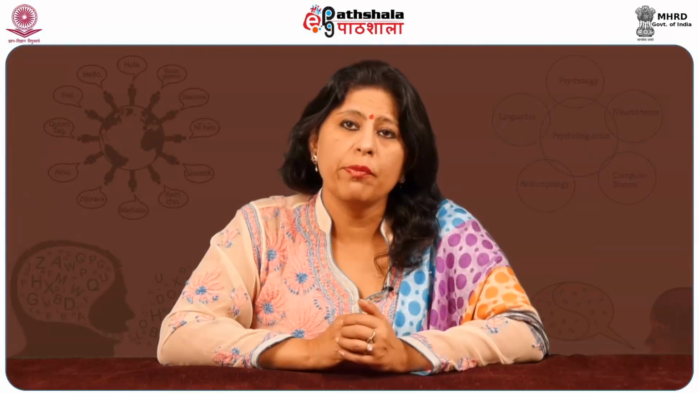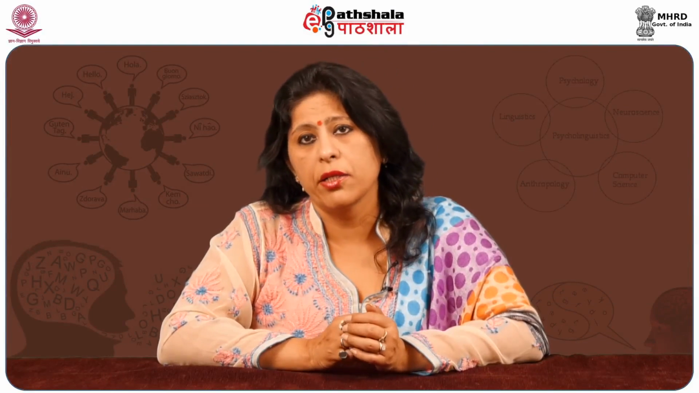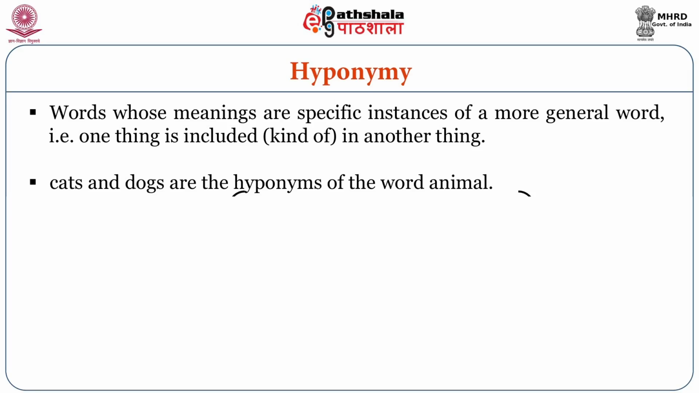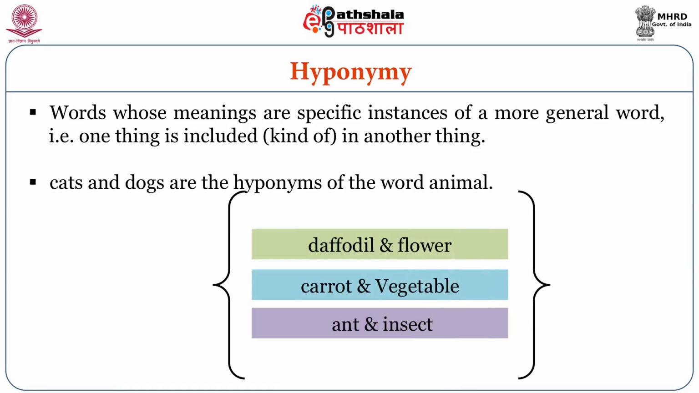Then we have hyponymy. We all know about antonyms and synonyms, but there are certain other things to be considered. Hyponyms are words whose meanings are specific instances of a more general word. For example, one thing is included in another thing. That is, cats and dogs are hyponyms of the word animal. Daffodil and flower.